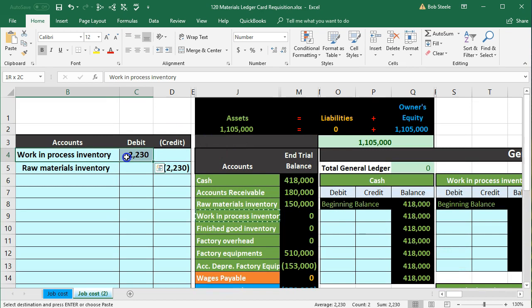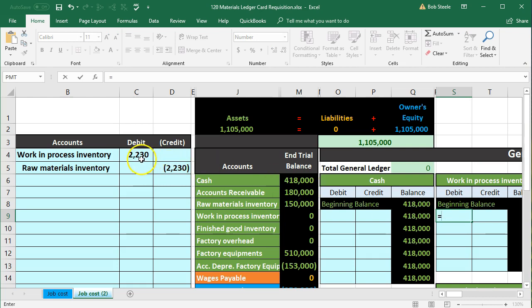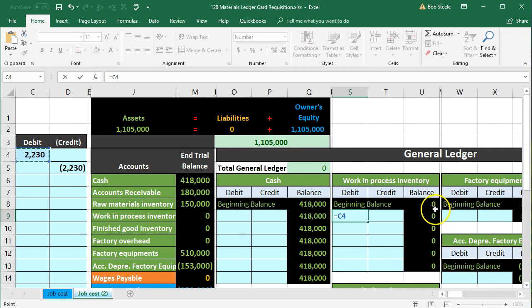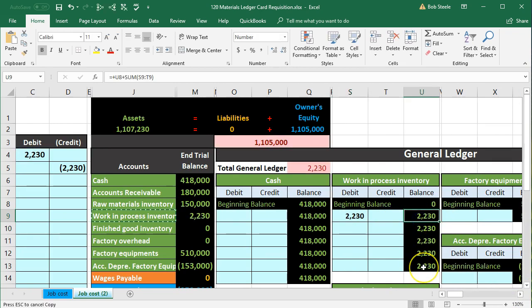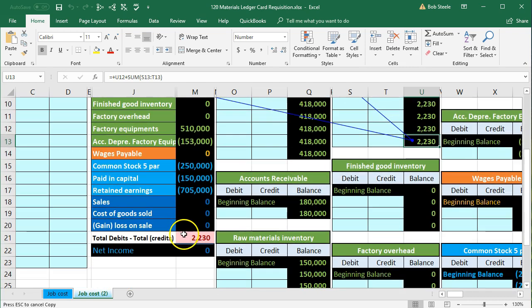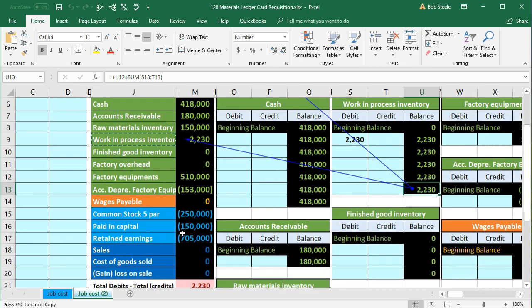So we're recording this right there in S9. It's going to say equals and point to that 2,230. I'm going to scroll to the right a little bit. It's going to go from 0 up by 2,230 to 2,230. This amount then is what's being used to create the trial balance. And of course we're out of balance by that amount now.